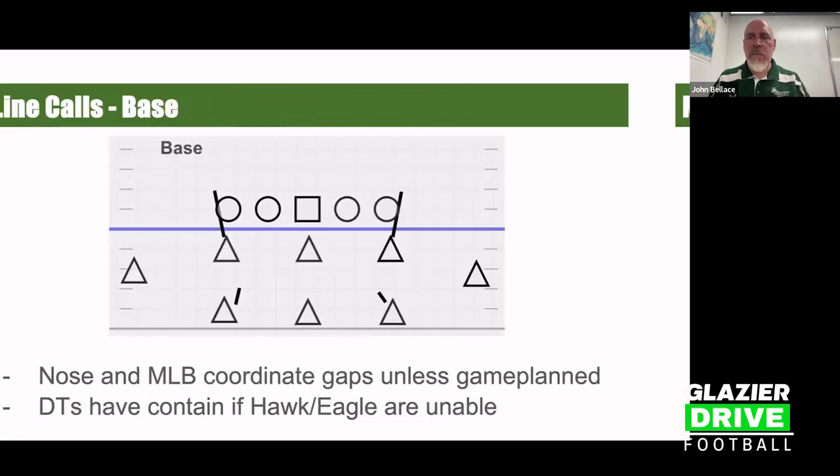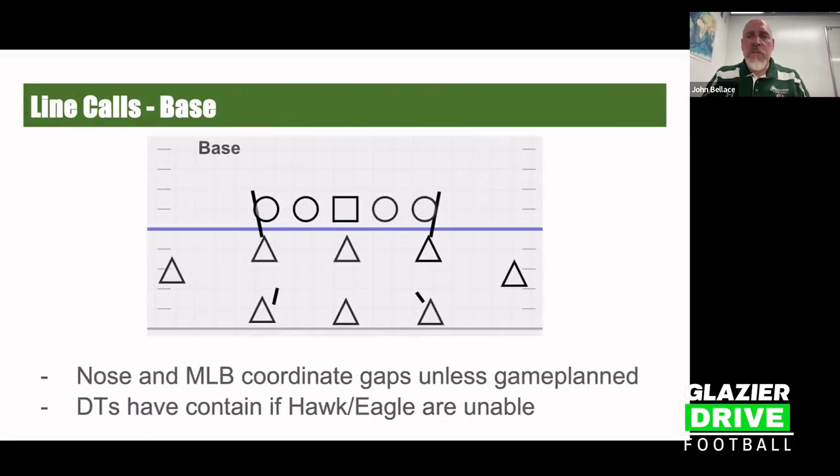All right, so our line calls, as I mentioned. First line call is simple. It's base. Base sends our defensive ends or tackles to C gap, which means the stacks behind them have B. Unless we've given them a blitz call of some kind, the nose and the mic are going to coordinate with each other. One has one A gap, one has the other A gap, at least to start.